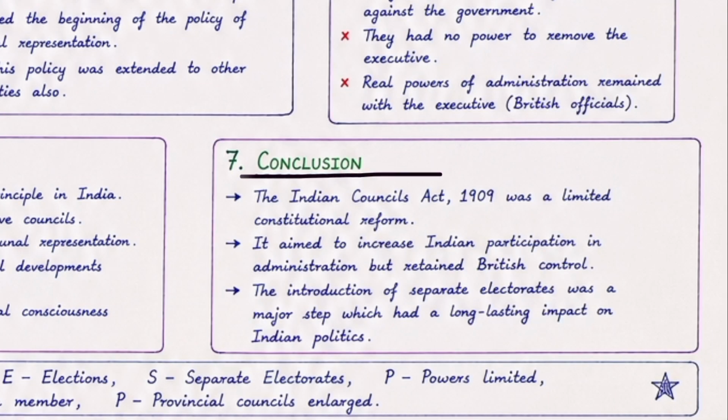Let's look at the conclusion. So the first point is the Indian Council Act 1909 was a limited constitutional reform. It aimed to increase Indian participation in administration but retained British control. And the last point is the introduction of separate electorate was a major step which had a long-lasting impact on Indian politics because the British applied the divide and rule policy.